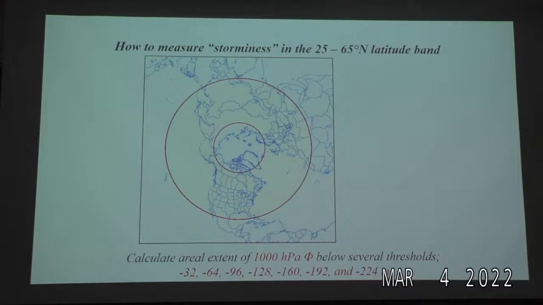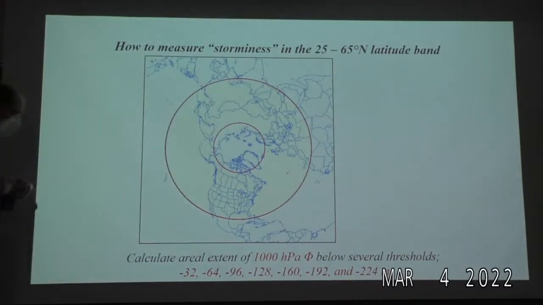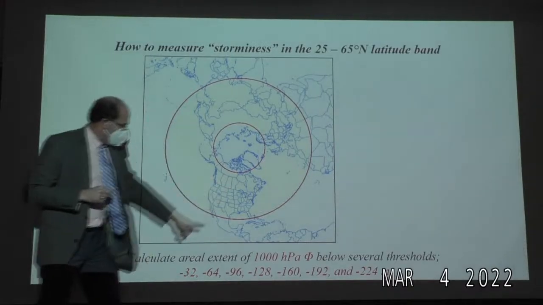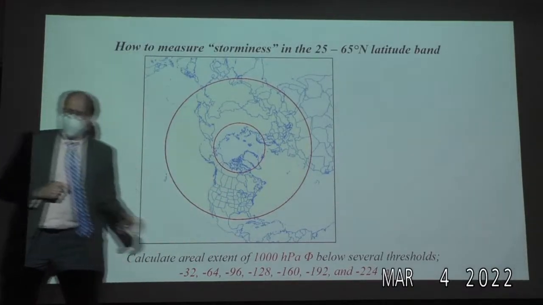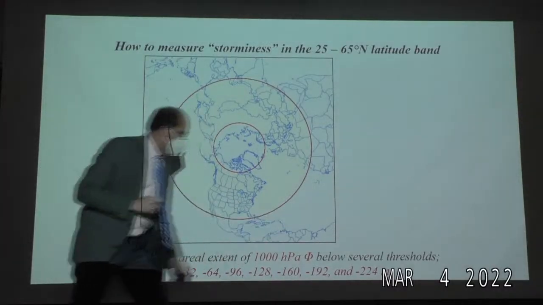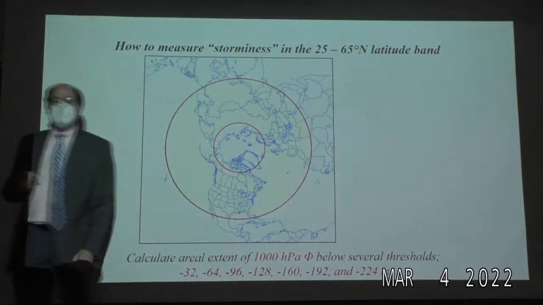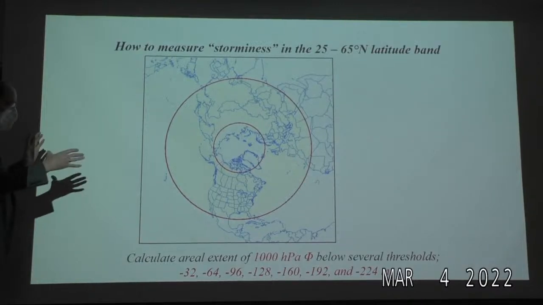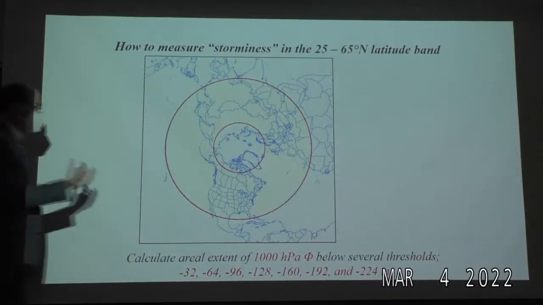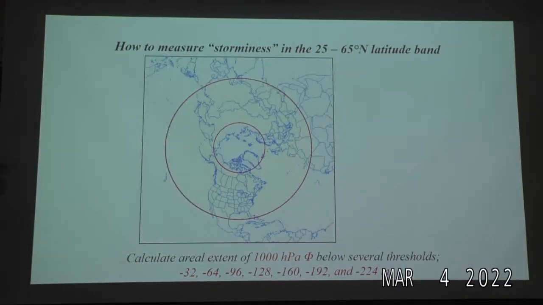So here's one way you could do it. You could just take an annulus, 65 to 25 degrees north latitude, and then just in this region, calculate the areal extent of a bunch of thresholds of 1,000 millibar geopotential height. Minus 32 meters, all the way to minus 224. This is like 996, 992, 988, and so on, in terms of sea level pressures. So a stormy spring will be one that has a lot of area in these 7 categories, and a less stormy spring will be one that just doesn't have as many cyclones and not as many intense ones. So it's simple-minded, but that's the way I'm thinking about it.